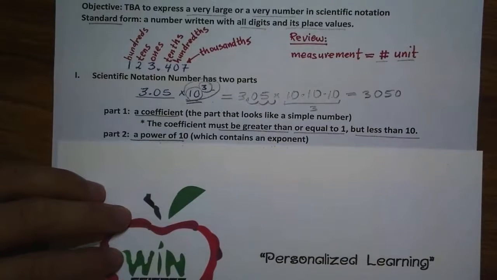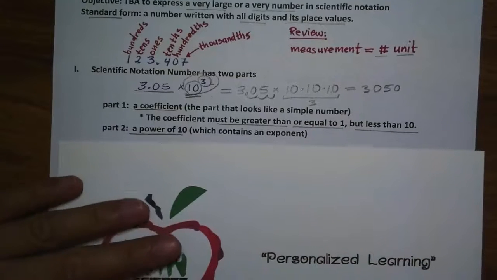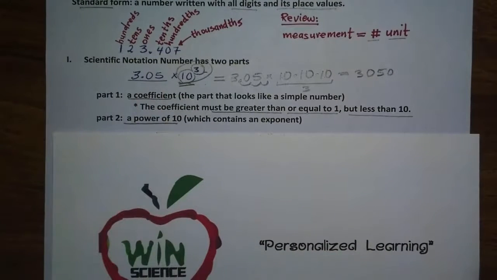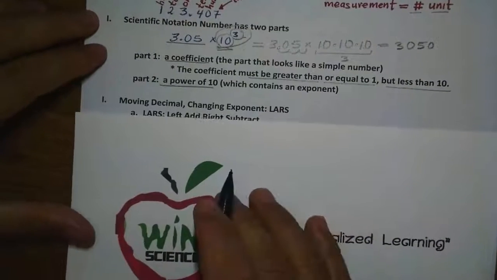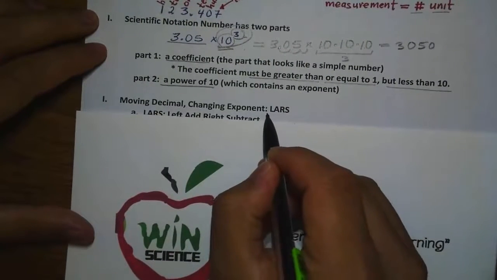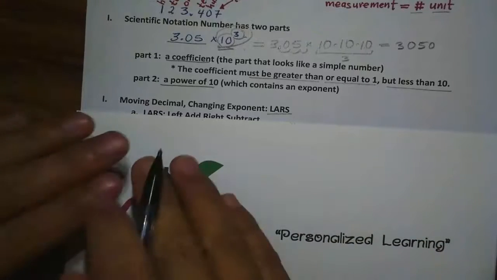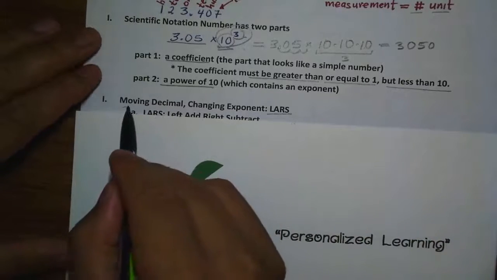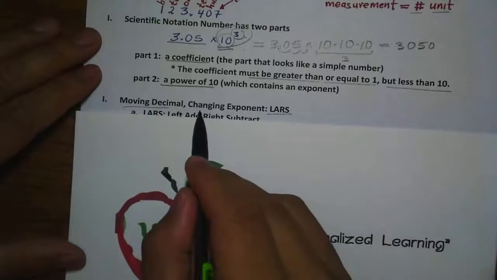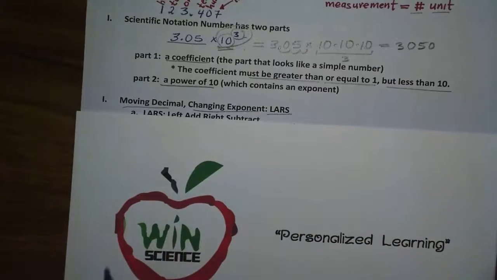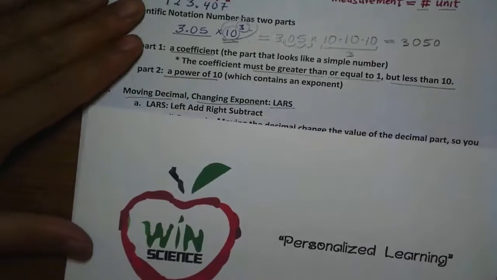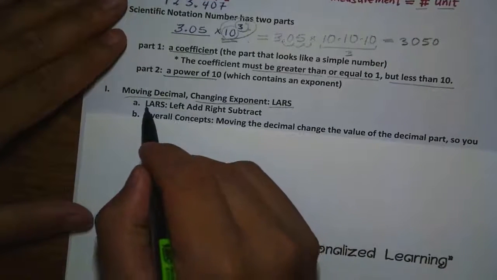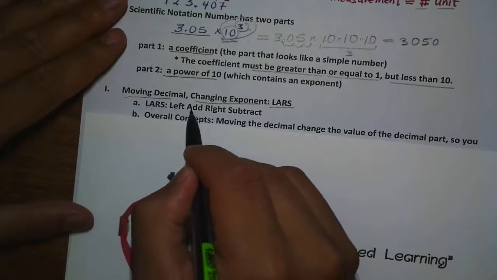Now let's look at a specific example, how we can change a standard form number to scientific notation. And it's all based on this beautiful acronym, and that acronym is LARS. It's based on the concept that when you move the decimal, you have to change the exponent, because we have to keep the values of the numbers the same. And LARS is basically representing L is for left, A is for add, so they come in pairs.